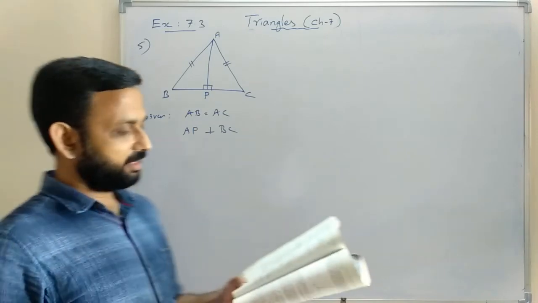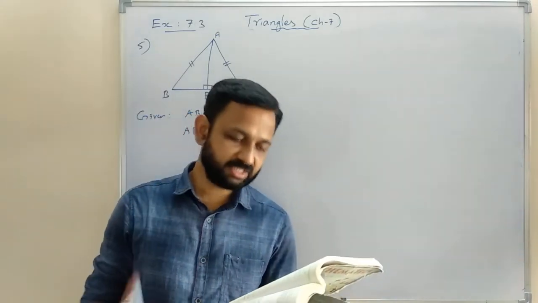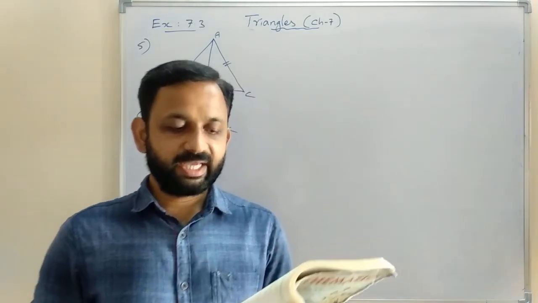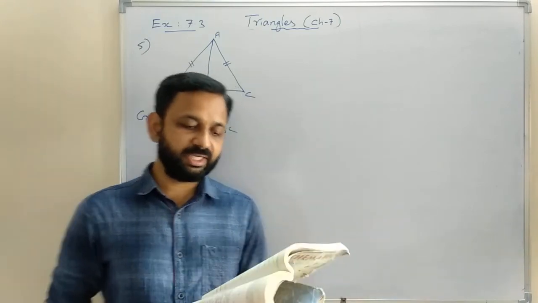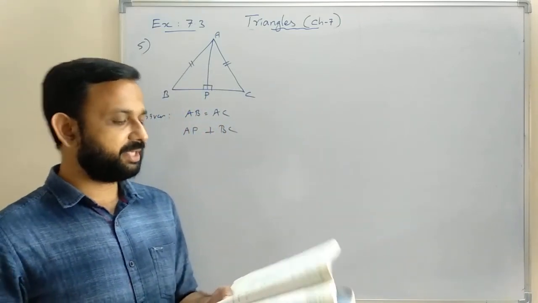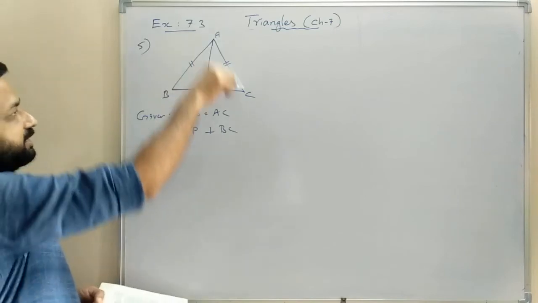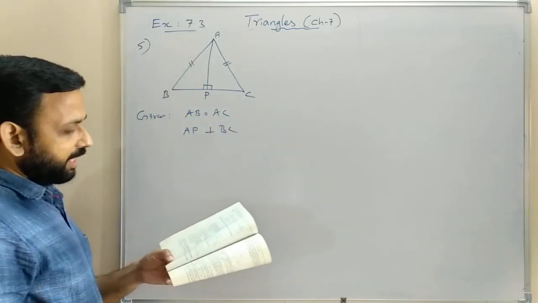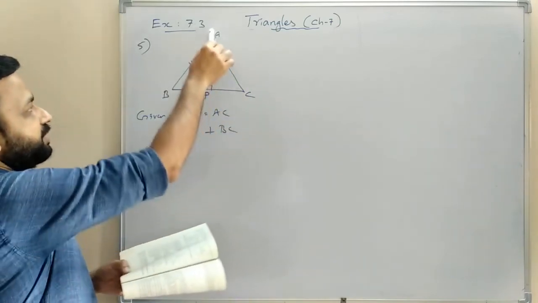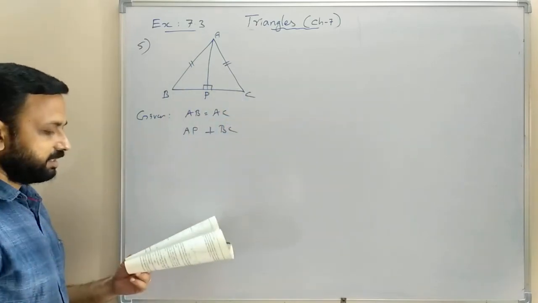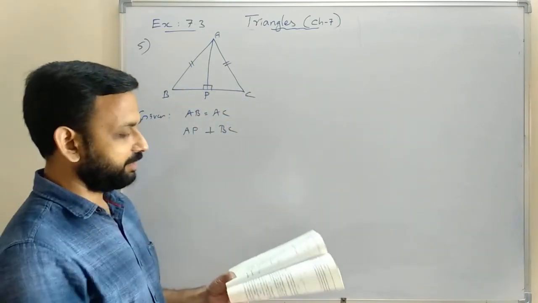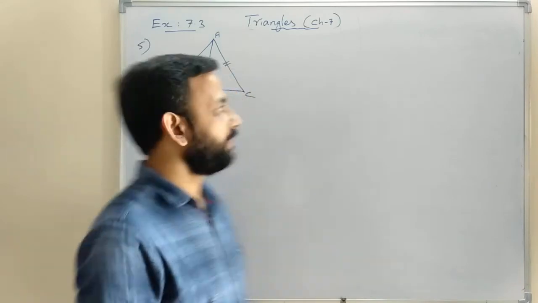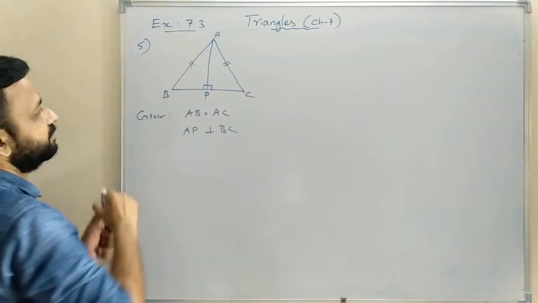Now we will do question number 5. That is the last sum. Triangle ABC is an isosceles triangle in which AB equal to AC, and AP perpendicular to BC. Then we need to show that angle B equal to angle C. So we have to prove angle B and angle C are equal. So it's very simple.